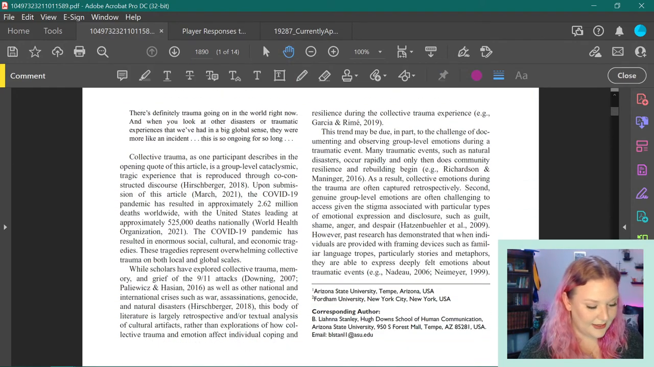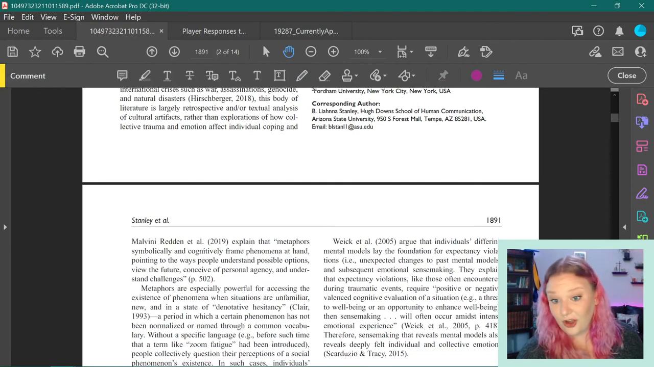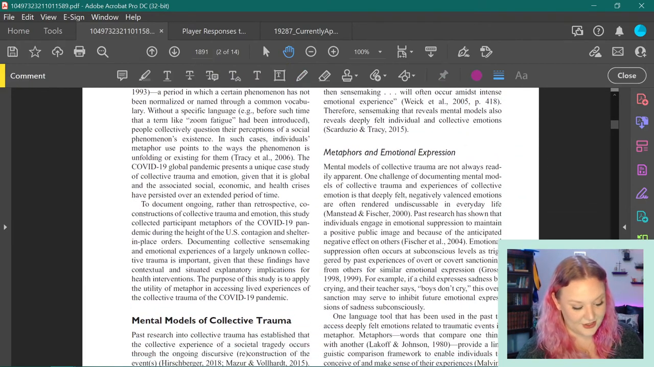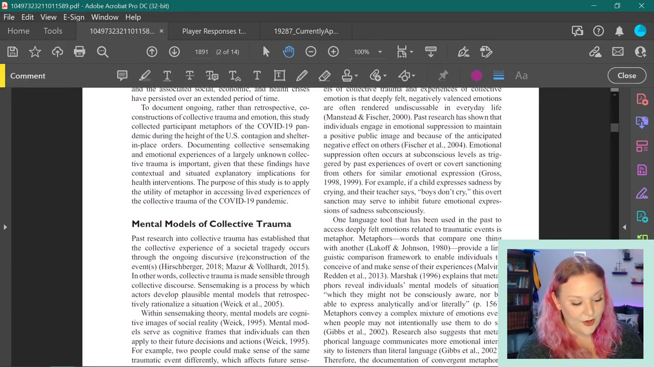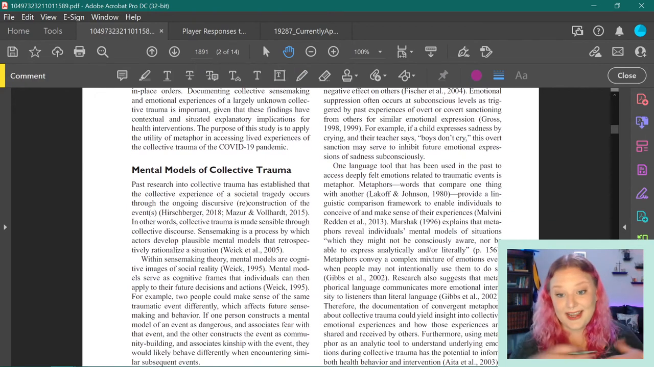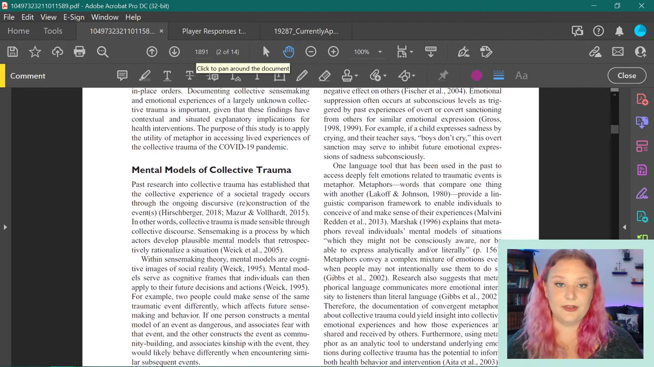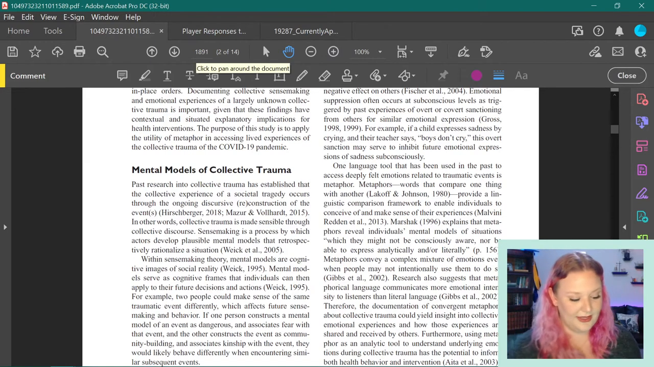Then we get into our introduction. All of this is our introduction. And then we get to the literature review. So this is where they lay out, here's all the theory that we're building on. Here's how we understand things now. Here's how we're going to build on that understanding.